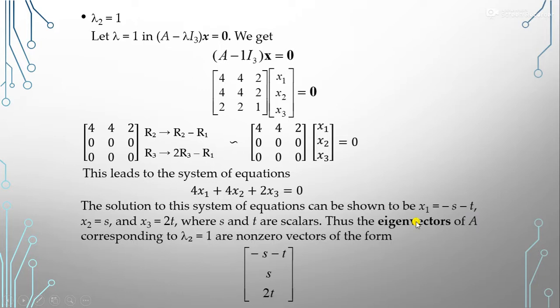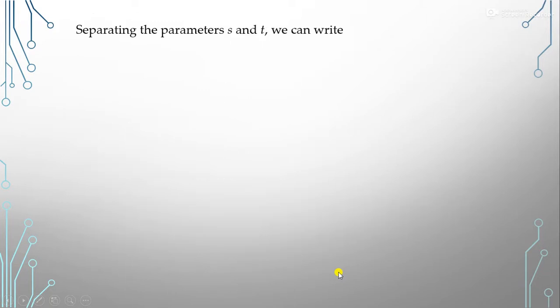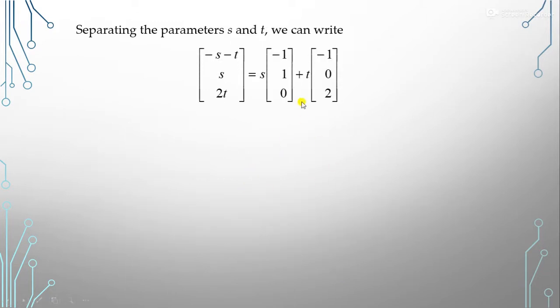So now what will be the eigenvector of A corresponding to this one? How can you arrange it? Your vector will be x1, x2, x3. What is your x1? Minus s minus t. What is your x2? s. What is your x3? 2t. So now let's see how to make the eigenvectors. Now we separate these parameters s and t.